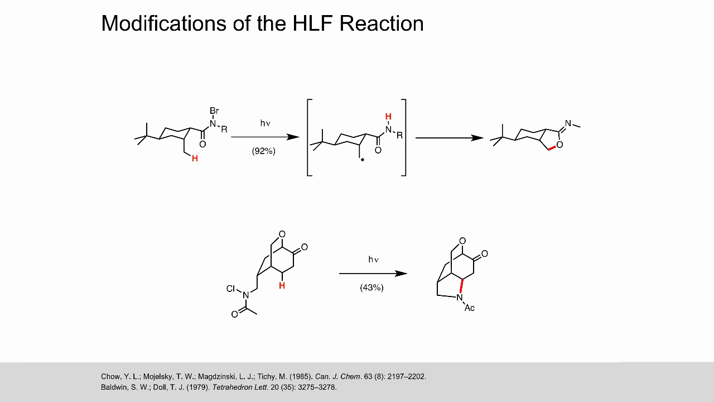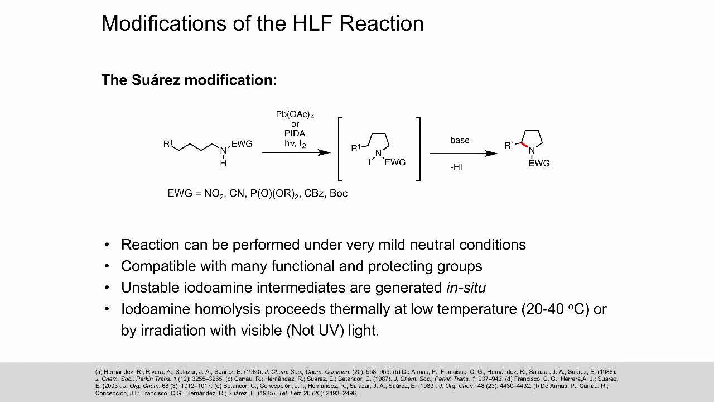Another approach to this was to put amides in the place of the amines. It was found that photolysis of the N-haloamide proceeds effectively under neutral conditions in generally very good yield. A powerful example of this was described by Baldwin et al., in which they rapidly constructed the core skeleton of the alkaloid gelsemine.